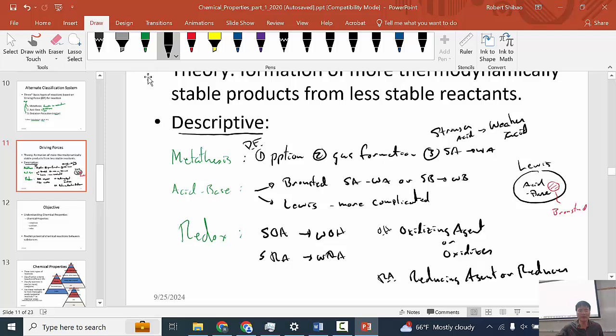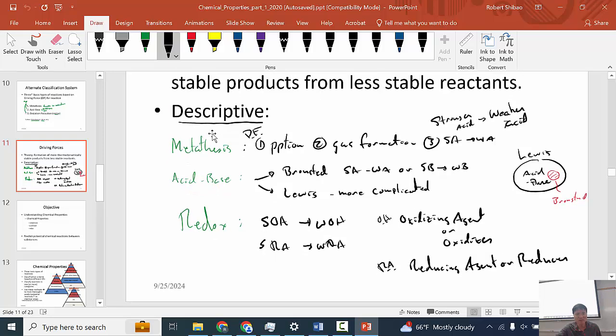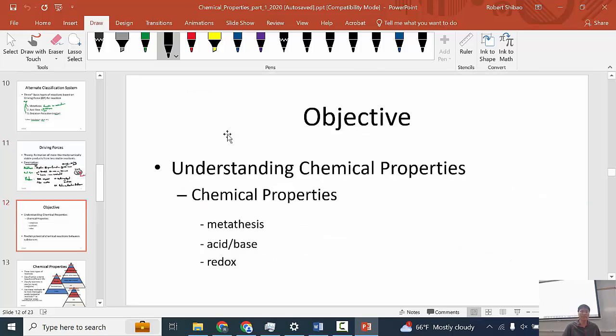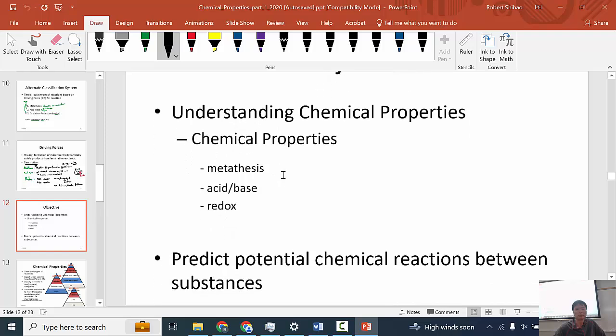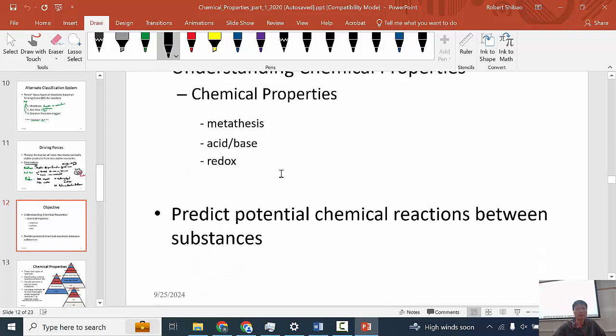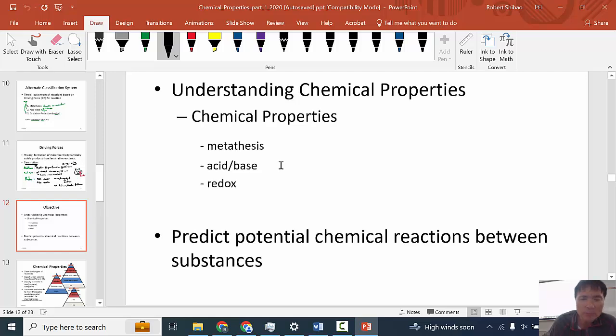So those are the types of things we look for. We're not going to calculate it theoretically. Our objective is to better understand chemical properties. Chemical properties are often overlooked in general chemistry, and we'd like to understand it to the point where we can predict potential chemical reactions between substances.